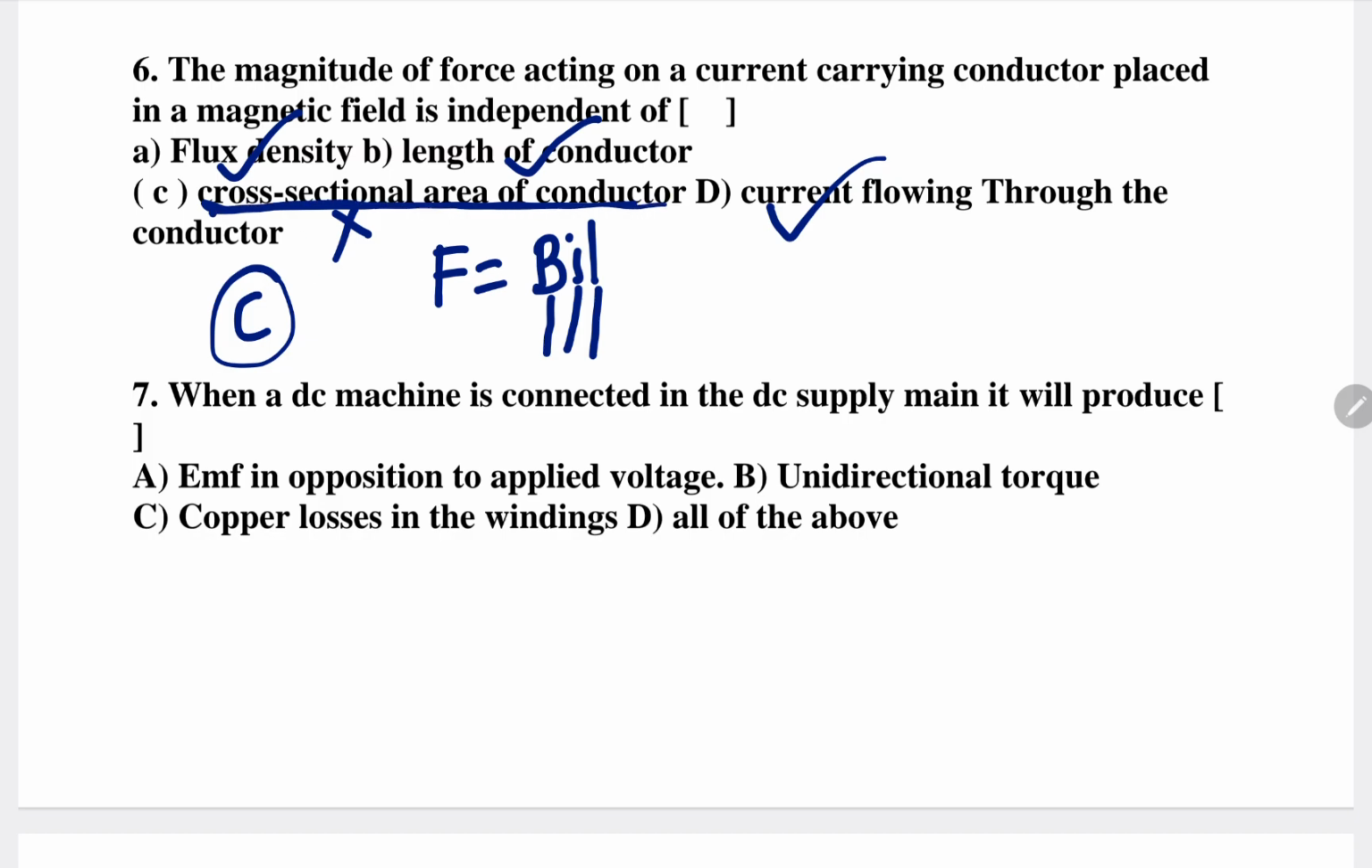When a DC machine is connected to the DC supply mains, it will produce? Whenever DC power supply is connected to the DC motor, some EMF is induced in the motor armature conductor which opposes the input supply voltage, and that is called back EMF. So that is correct. The DC motor will also produce unidirectional torque, and copper losses will occur in the windings. So all the options are correct. So the answer is D.